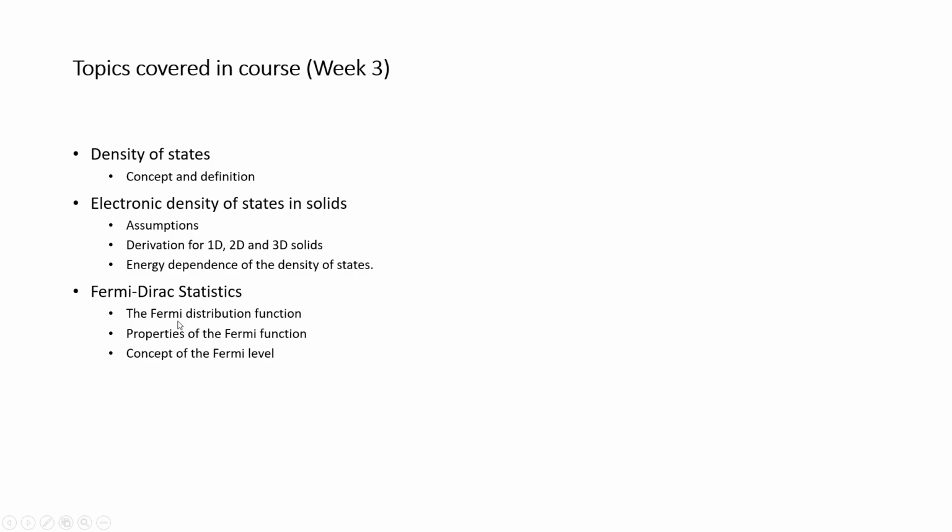The last part of this week's content should have been focused on Fermi Dirac statistics, which is the statistics followed by electrons, by particles like electrons, which are referred to as fermions. In that, you should have seen the form of the Fermi distribution function, certain properties of the Fermi function, and the concept of this quantity known as the Fermi level. So these are the topics that have been covered.